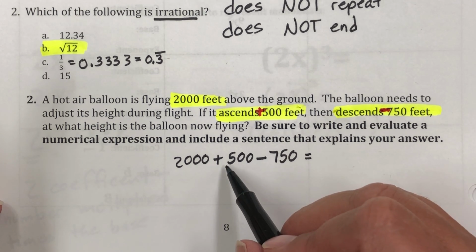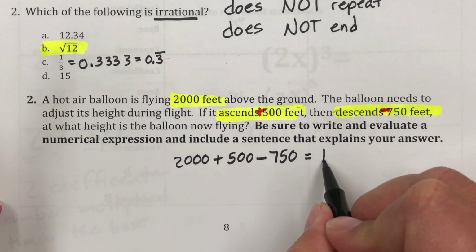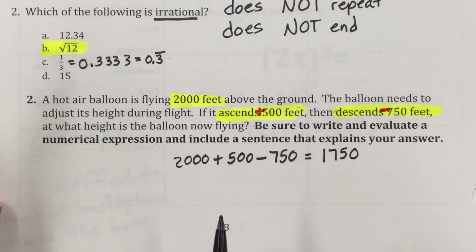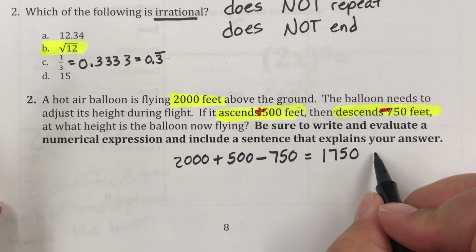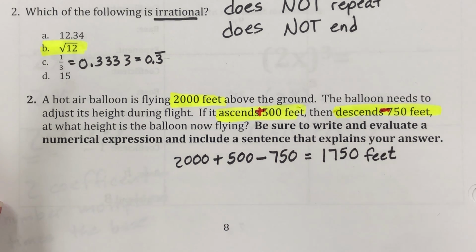2,000 plus 500 is 2,500. 2,500 minus 750 is 1,750. But got to remember, do not be defeated. Make sure you put feet in your answer.